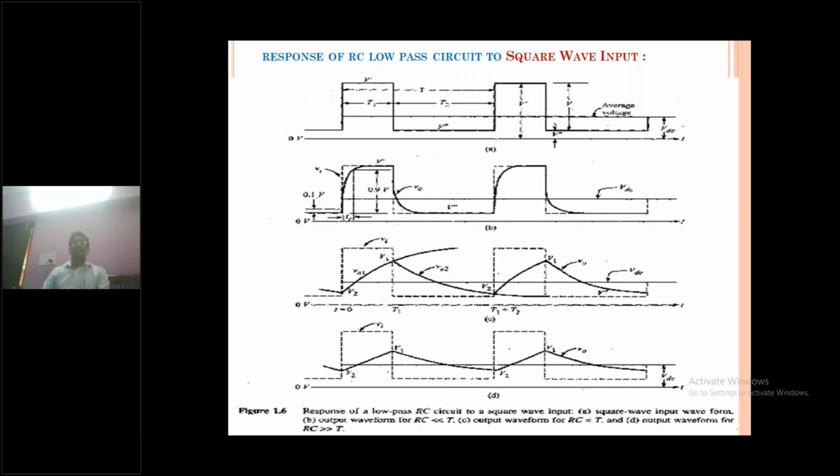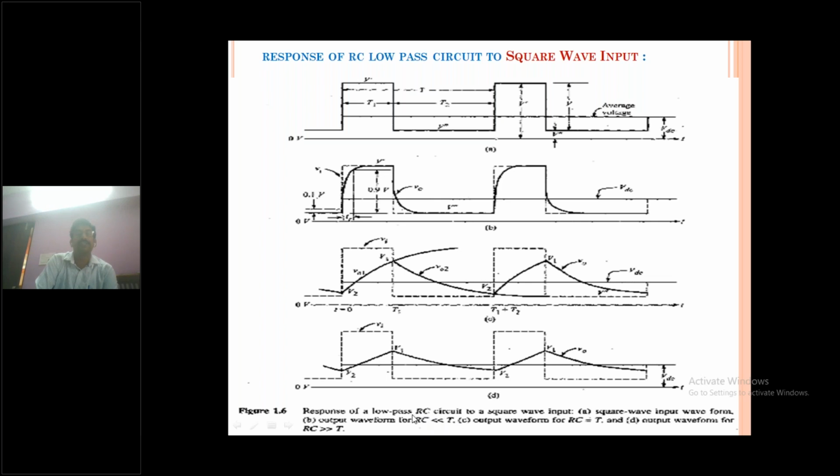The second, third and fourth diagrams, B, C, D, are the output waveforms for different time constants. So what is the first condition? In the B diagram, RC is small, far less than T. In the C diagram, RC is equal to T, and in the D diagram, RC is far greater than T. So B diagram is RC far less than T.